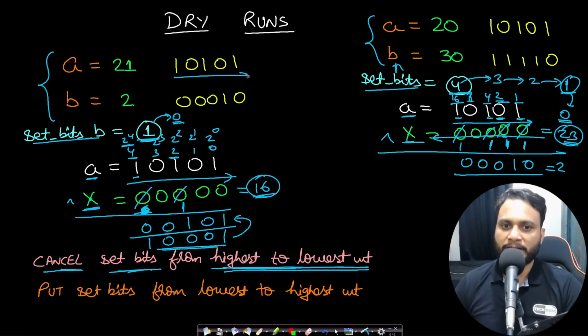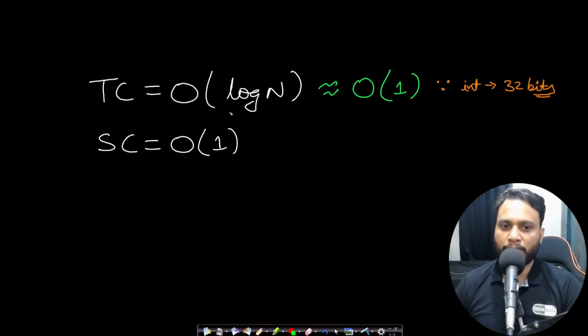The number of bits in any decimal number will be log n base 2, and therefore the time complexity will be log n, or you can also say order of 1 because the number of bits is only 32. But let's say it is log n, and the space complexity will be order of 1. Let's now look at the code.